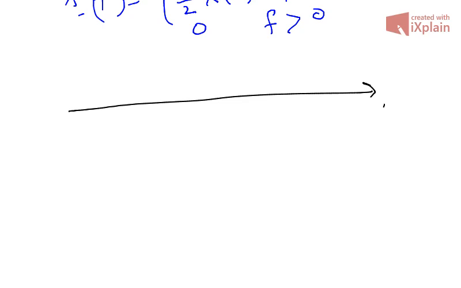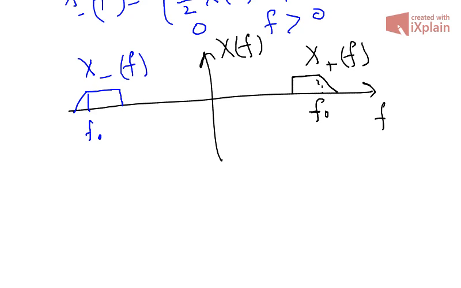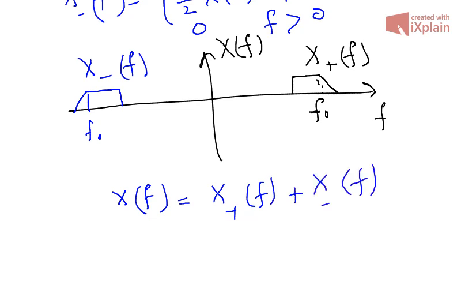Now if you consider a band pass signal x of f, in this particular band, this is frequency f naught. So this would be x positive of f. And since it's a real signal, the same signal is here as well. So this would be x negative of f. Of course your x of f is the summation of x positive of f plus x negative of f. So we can write our positive and negative spectrum in this way.